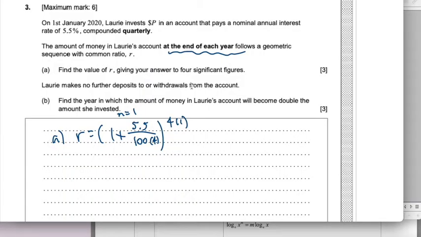Do pay attention to this. This is the second time in this exam that they've not asked for 3 significant figures, so you don't want to lose marks to careless mistakes. So 1.056 is R. Okay, part B.